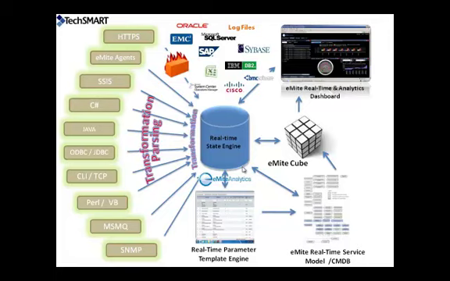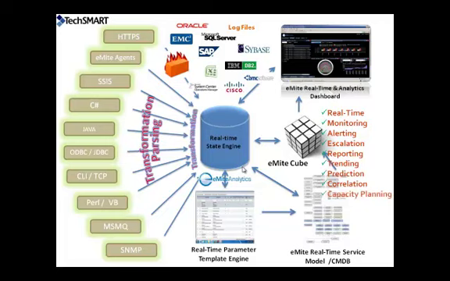So the value now is that we can get information from any different type of data source, in real time or in batch, and that information is uploaded into the eMite dashboard to provide things such as real-time information, monitoring, alerting, escalation, reporting, trending, predictions, correlation of information, and capacity planning out of the box, based on the relationships in the service model.